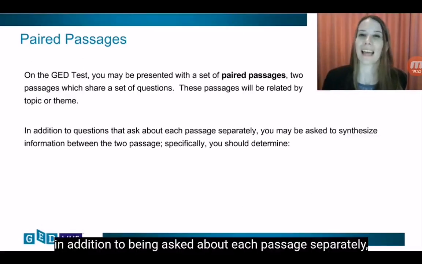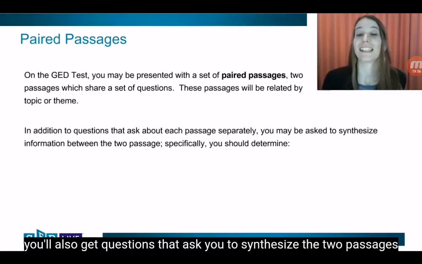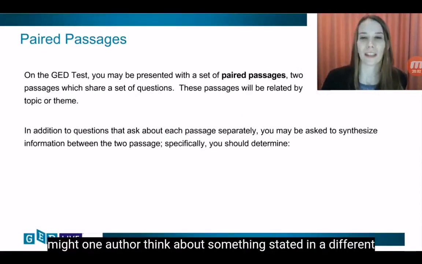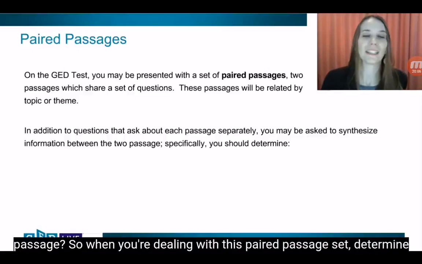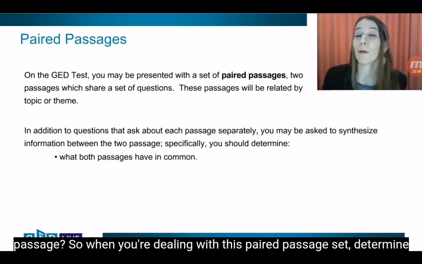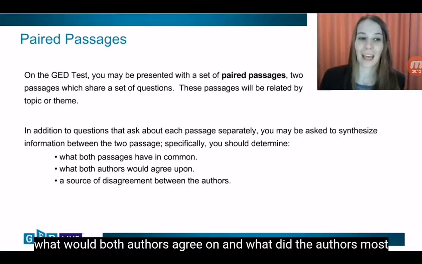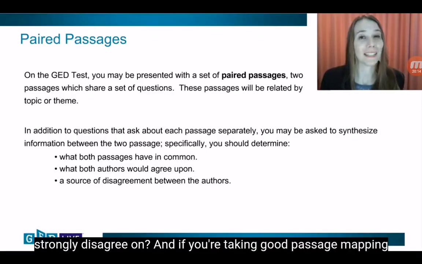So in addition to being asked about each passage separately, you'll also get questions that ask you to synthesize the two passages together. How do they compare? How do they differ? How might one author think about something stated in a different passage? So when you're dealing with this paired passage set, determine what both passages have in common. What would both authors agree on? And what do the authors most strongly disagree on?